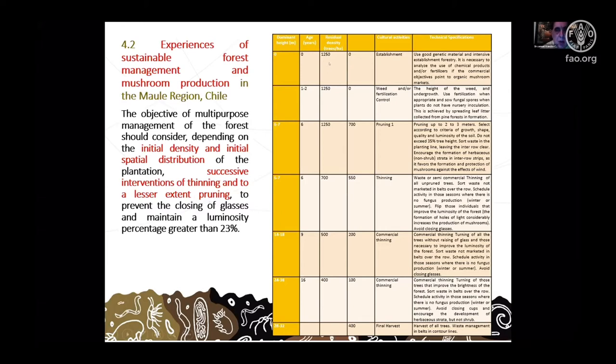if you begin with 1,000 trees per hectare, and you do tree pruning, thinning, commercial thinning, and finally you achieve 400 trees per hectare in the final harvest, you can have a model to increment very high production of mushrooms in the forest.